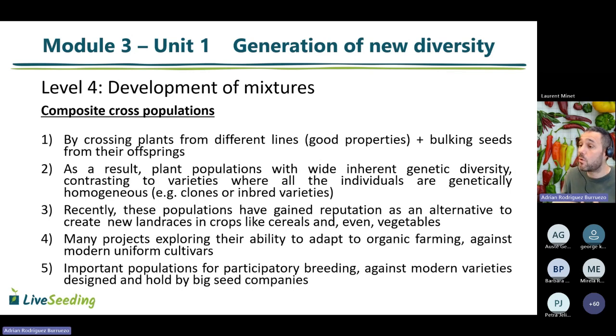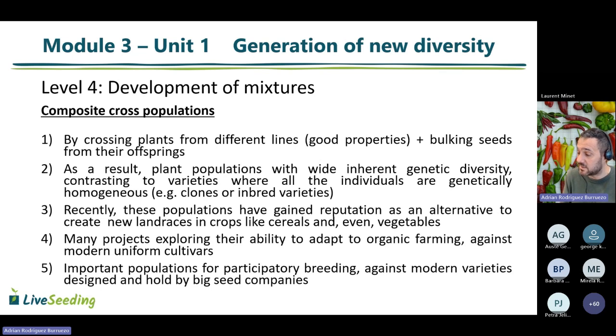and then bulking the seeds of their offspring. And this is the starting point. This is a composite cross population. Then, as a result, you have, as a CCP or composite cross population, a plant population with a wide inherent genetic diversity based on these hybrid or F1 crossings.